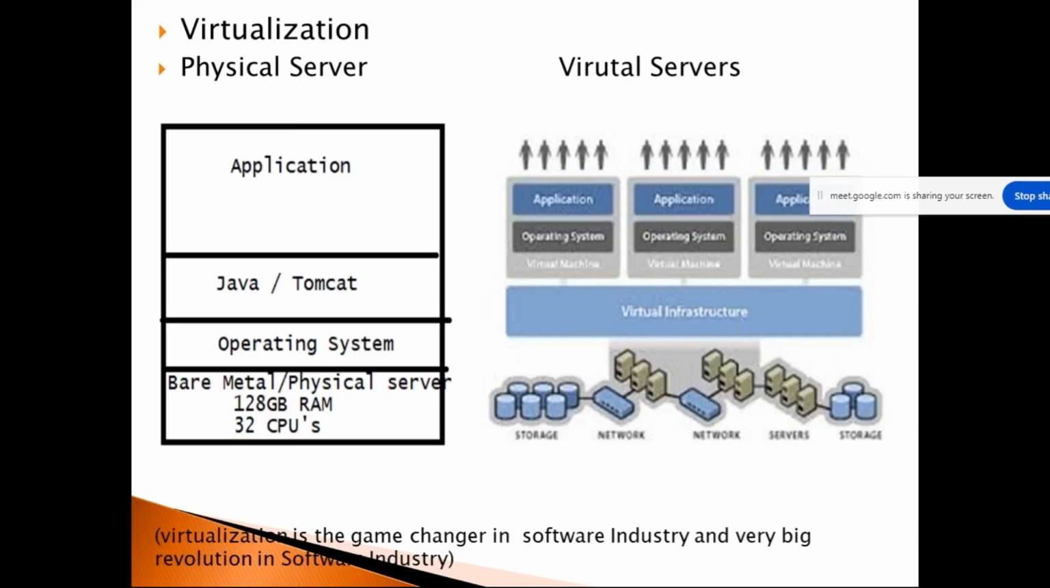Assume that tomorrow I want to deploy one more application on the same physical server, because I have 32 CPUs and 128 GB RAM. This Tomcat server is not using 32 CPUs, maybe only one CPU. It is a wastage of my hardware resources. On the same physical server, I want to deploy one more application, but that application requires not Tomcat, it requires JBoss. In a single server, I can configure both Tomcat and JBoss on the same server.